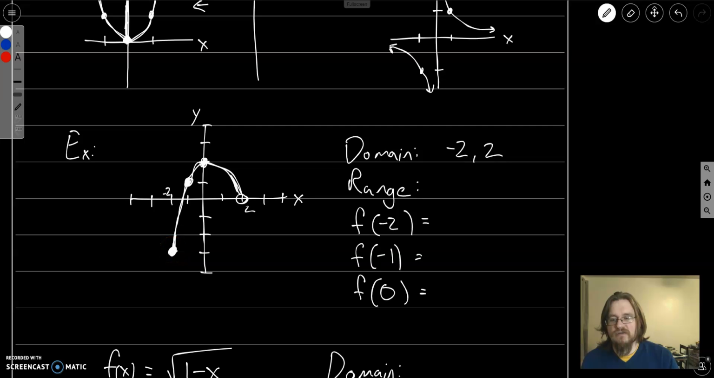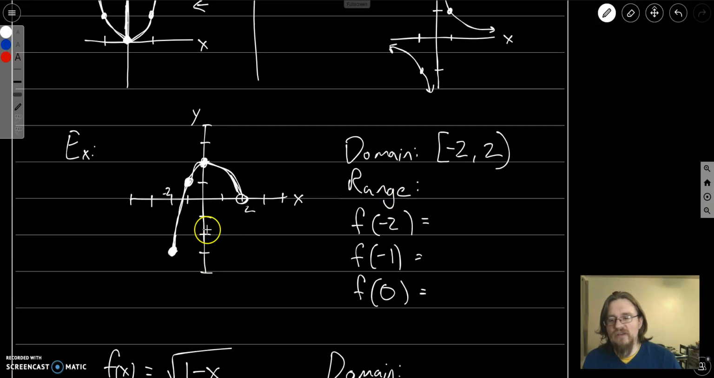There's a filled-in circle at -2, so I can include that one. But I can't include 2 because it's an open circle. So I can plug in every number up to it, but not including 2.